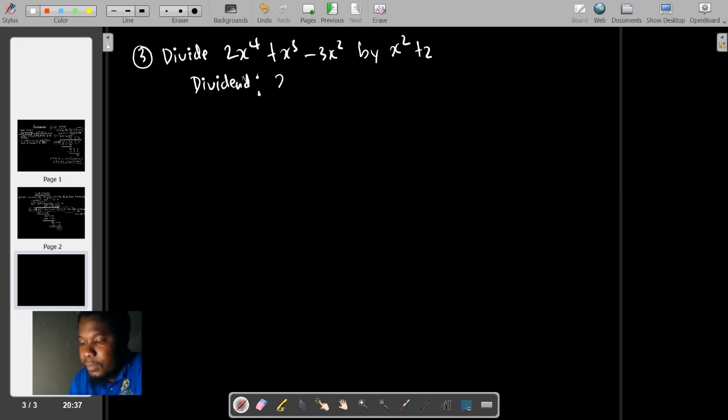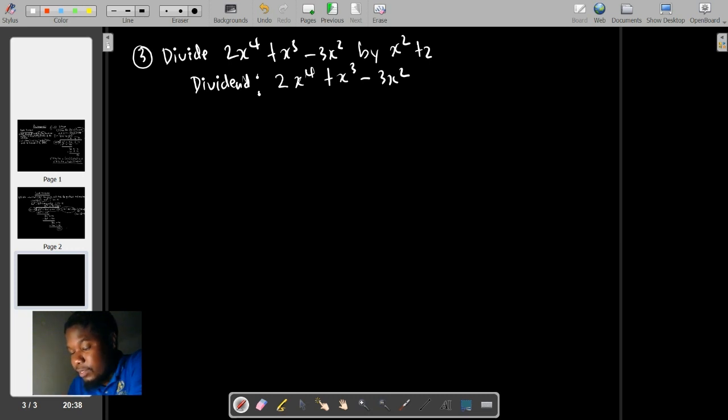It's like this: 2x. So we need to look at our dividend and make sure that everything is well ordered. So 2x to the power 4, plus x to the power 3, minus 3x to the power 2. That's our dividend. Now, if we arrange it properly, remember it has to be in descending powers.